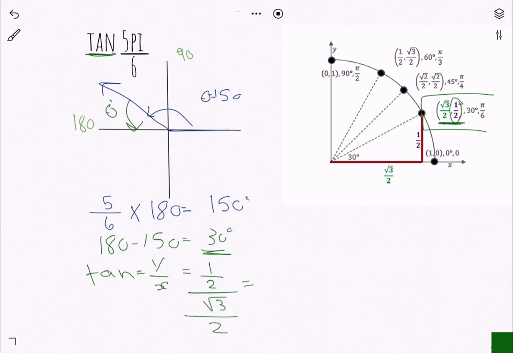So in the calculator, the answer would be square root of 3 over 3. This isn't the final answer. The final answer would be negative square root of 3 over 3, because tangent isn't in its proper place. It's in the second quadrant, which means only sine is positive in that quadrant. Everything else is negative. The final answer is tan 150 equals negative square root of 3 over 3.